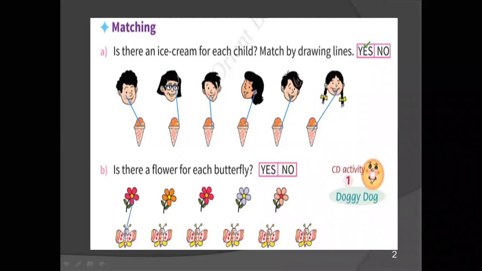See. One flower, one butterfly. Yes. This flower also is going to this butterfly. This butterfly has one flower. This butterfly has one flower. This butterfly has one flower. No, this butterfly has no flowers. So we have to put no. Right, children? See, this butterfly has no flower now. So we are marking it as no.